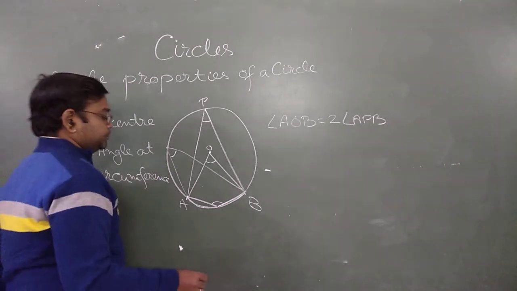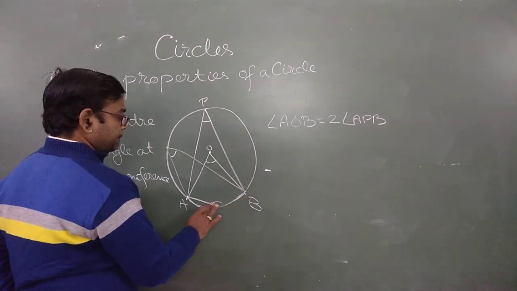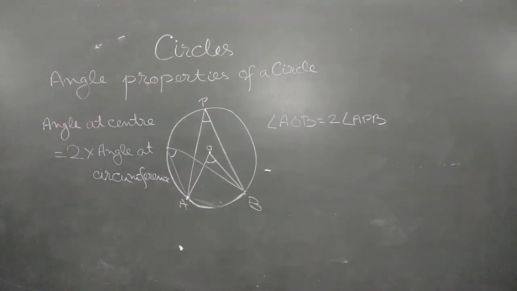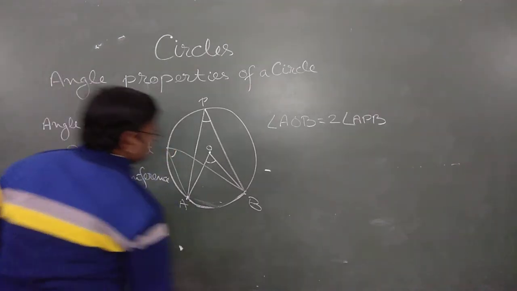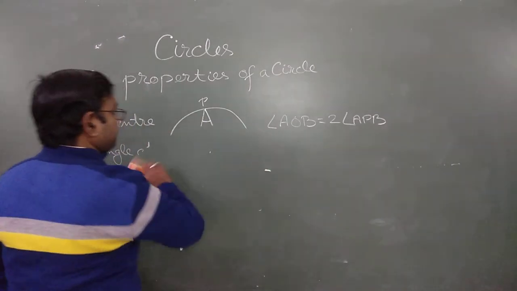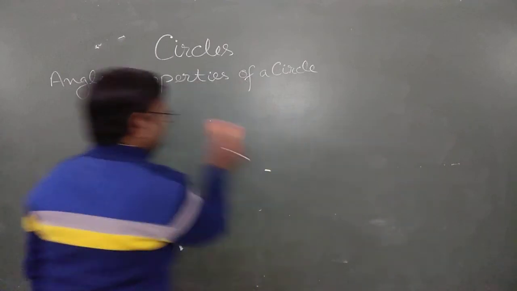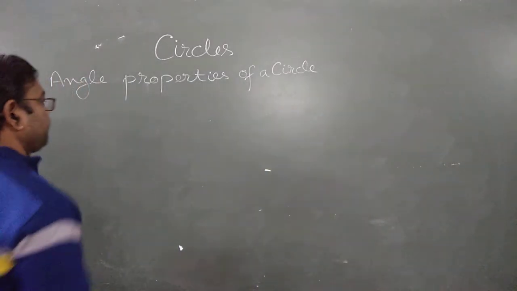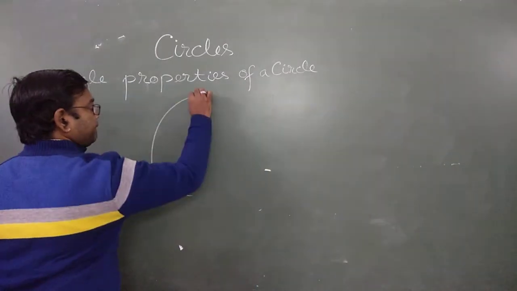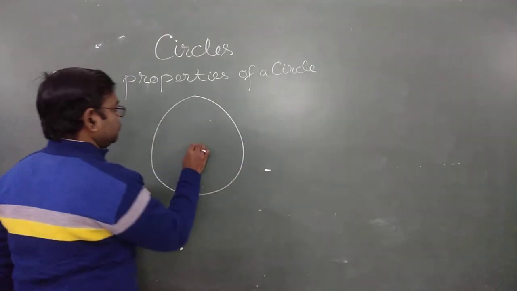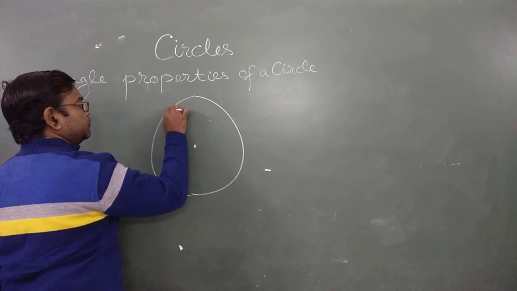So this is the first part of the theorem. The second part says that the angles made at the same segment. Suppose this is a circle. It does not look like a perfect circle, but you can suppose this as a circle.